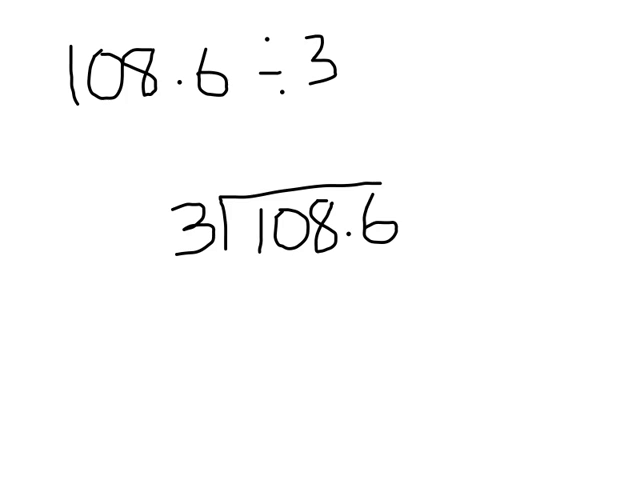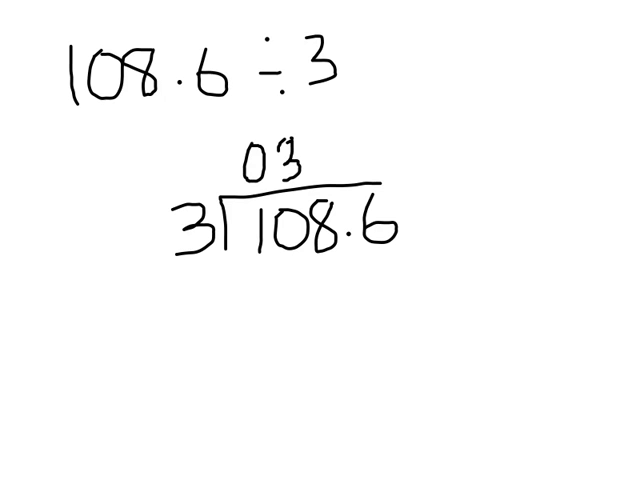Now, the first thing I'm going to do is ask myself, how many times does 3 go into 1? And I know that 3 goes into 1 0 times. So I'm going to put a 0 up at the top. Now I'm asking myself, how many times does 3 go into 10? 3 goes into 10 3 times. Now, it wasn't totally necessary for me to put that 0 above that 1. However, this is just a good way to stay organized.